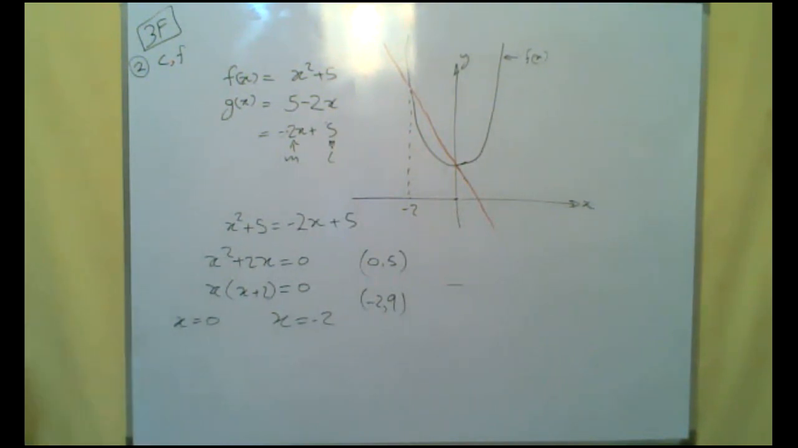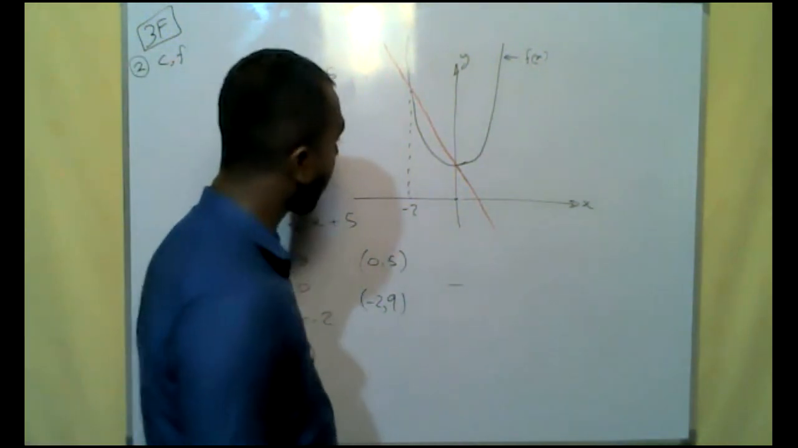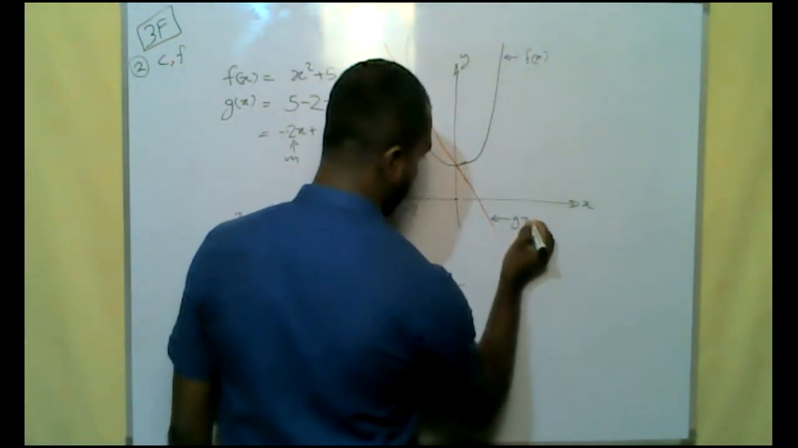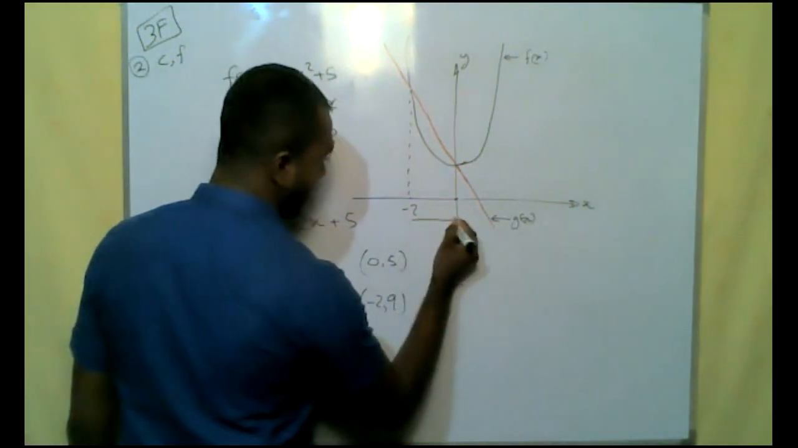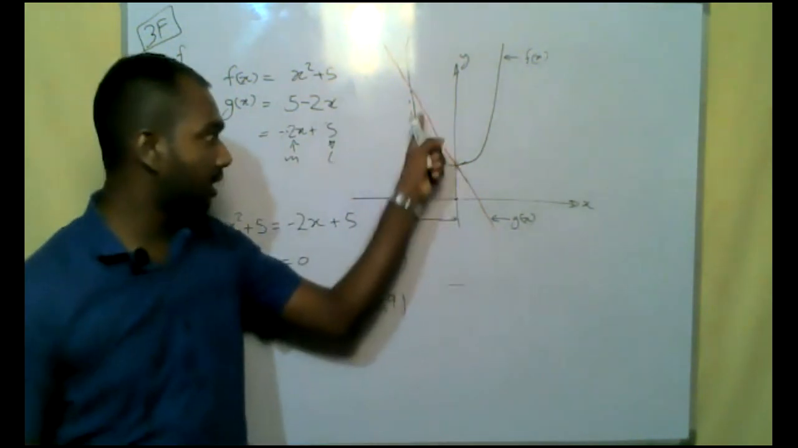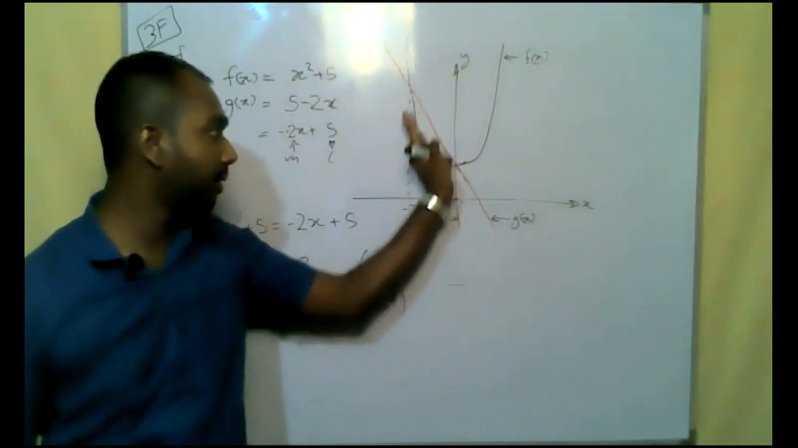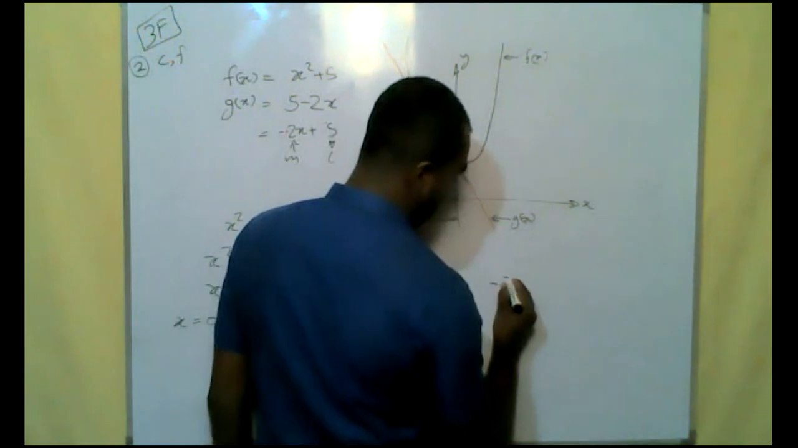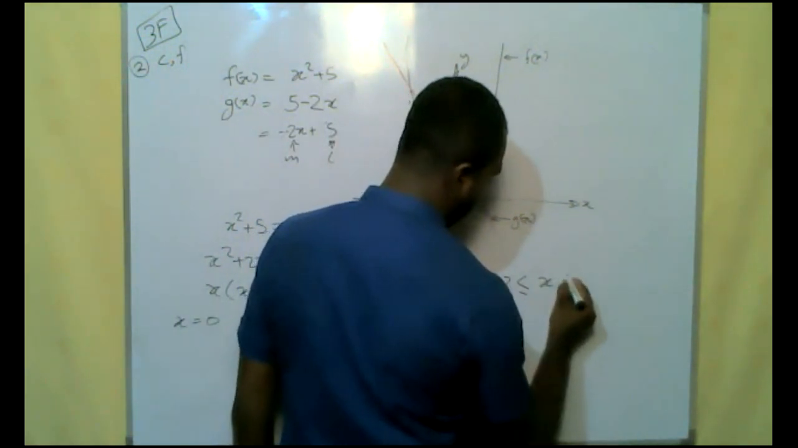-2 less than or equal to x, x less than or equal to 0. Yeah, that means this region. Is that clear? Within this region, the line is in the upward position above the curve. So x is between -2 and 0.